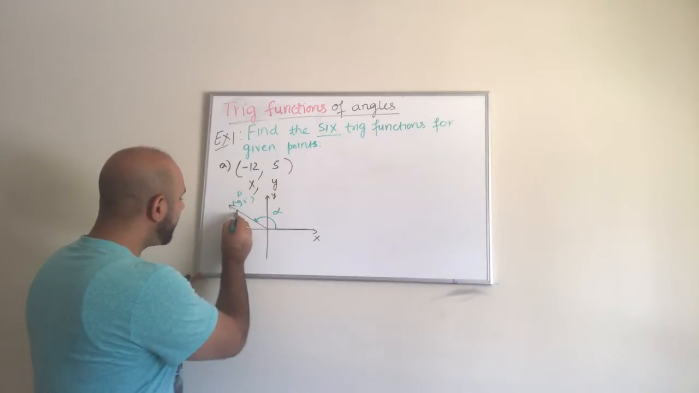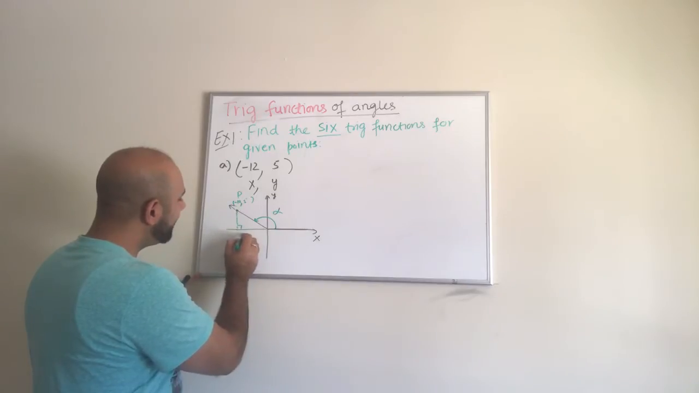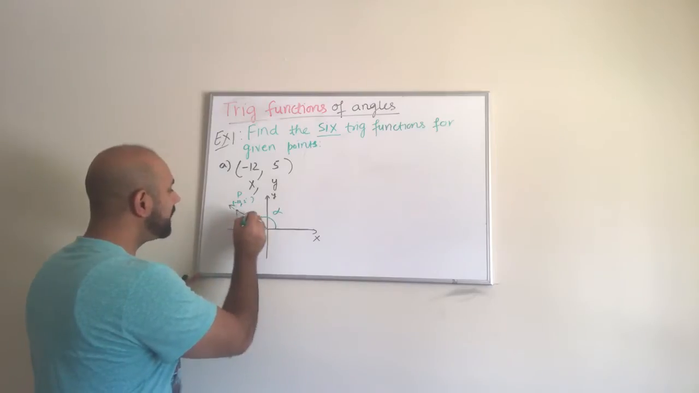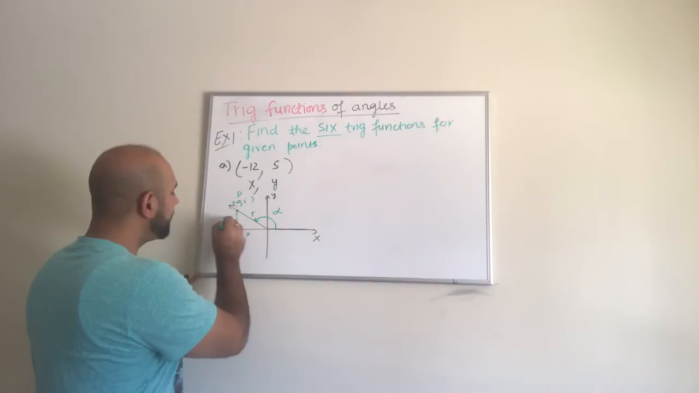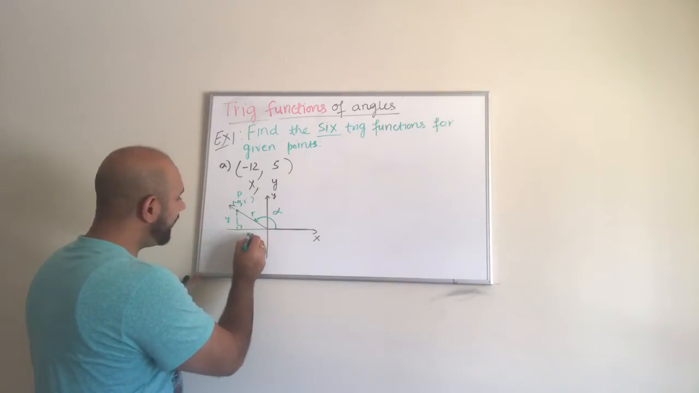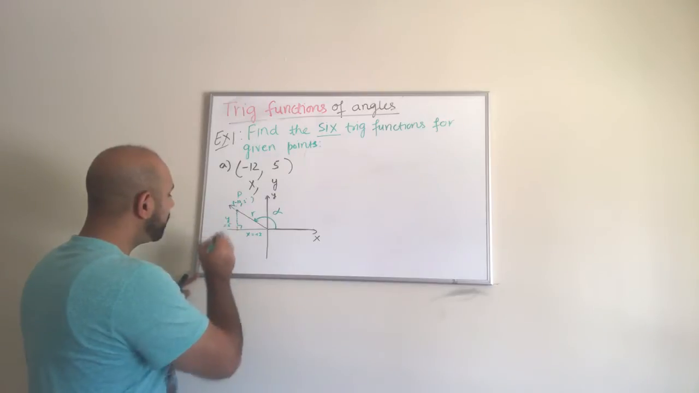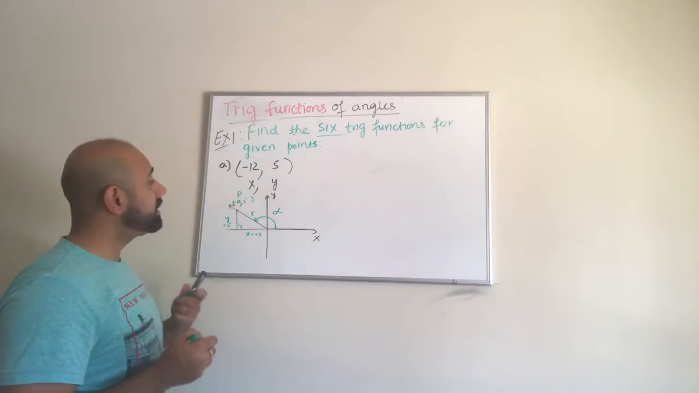If I drop a perpendicular here, then we're looking at a right triangle. You can think of this as the hypotenuse of this triangle, or you can also think of this as the radius. And this is my x axis, this is my y. Keep in mind, x is -12 and y is positive 5. Keep that in mind before we start actually finding the 6 trig functions.